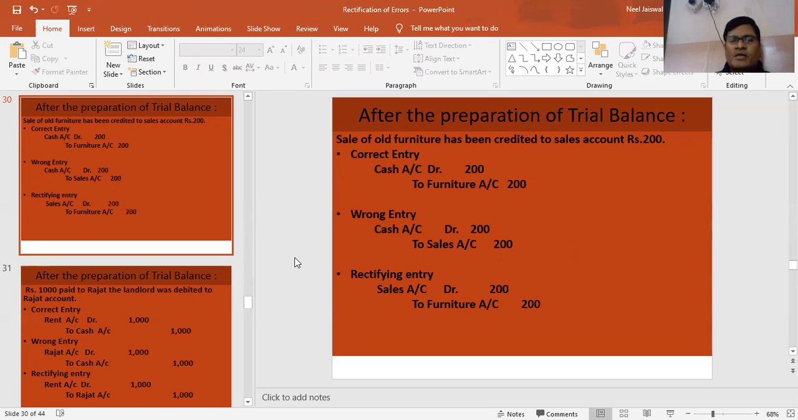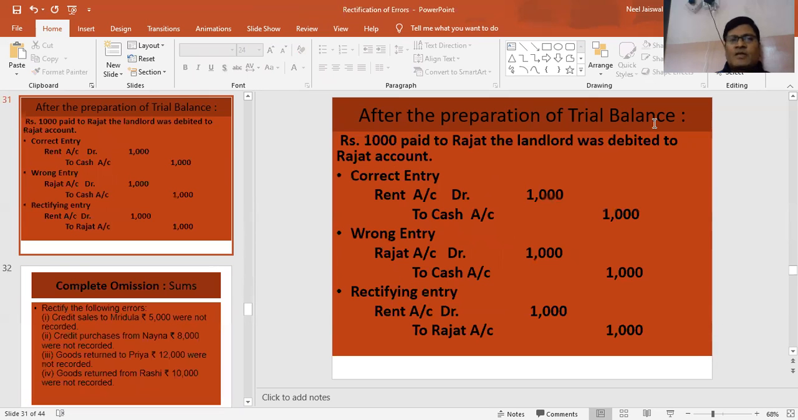Next, one more example, after the preparation of trial balance. Rupees 1000 paid to Rajat, the landlord, was debited to Rajat account. Now, when you are paying the landlord, it should be rent account. The correct entry is rent to cash 1000. You have recorded Rajat to cash 1000. In the rectifying entry, you have to create rent, so rent account debit.